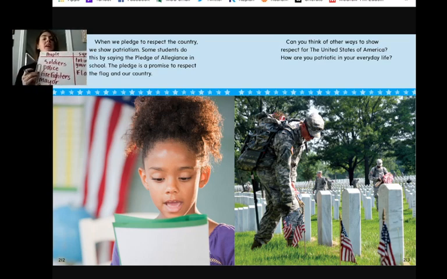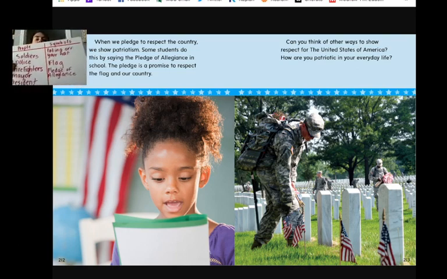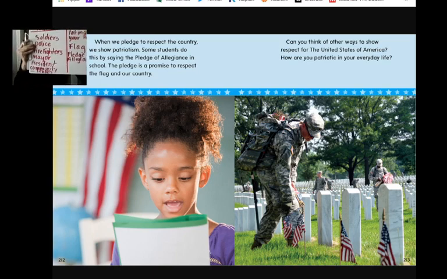So right away, I see a symbol right there. What is a symbol? What is the little girl doing on this page here? She's reading the Pledge of Allegiance. So there's a symbol right there. Pledge of Allegiance. Good.